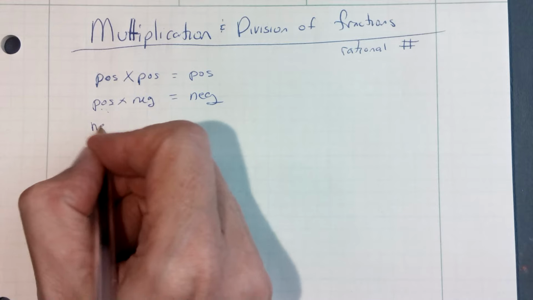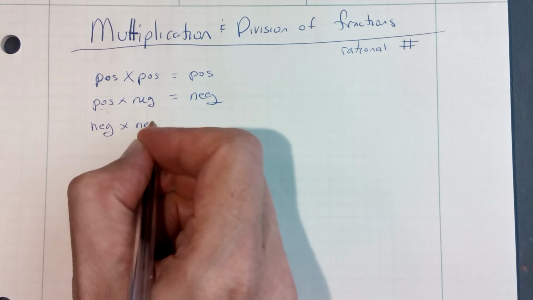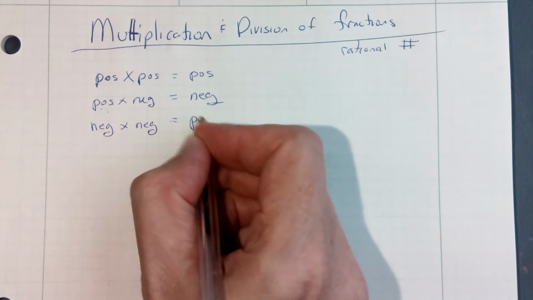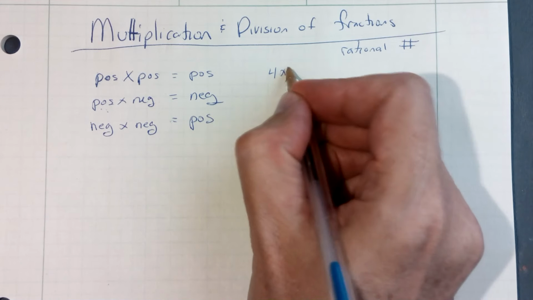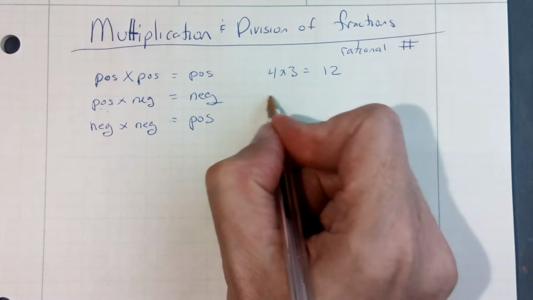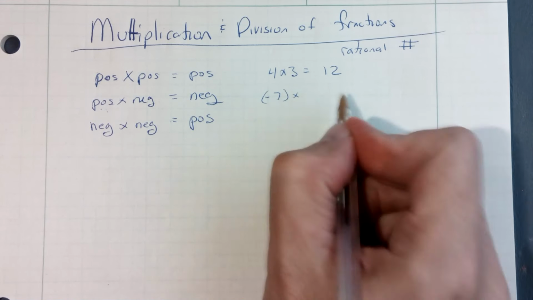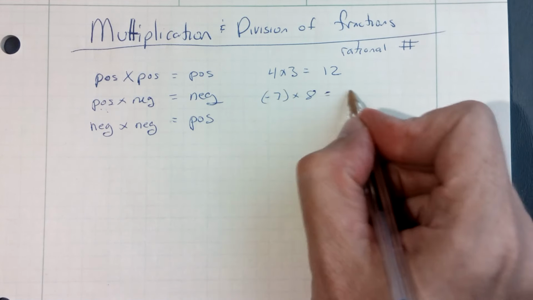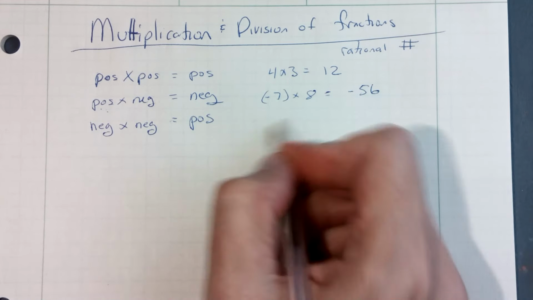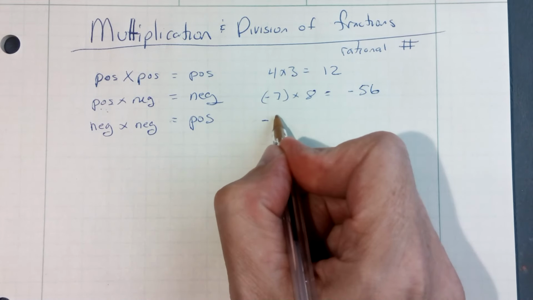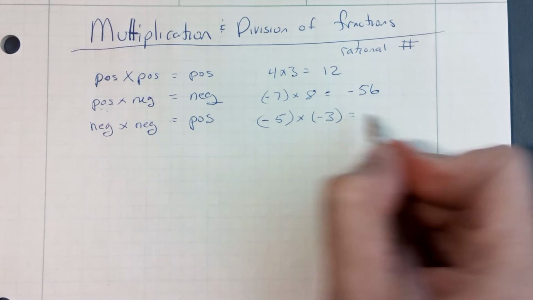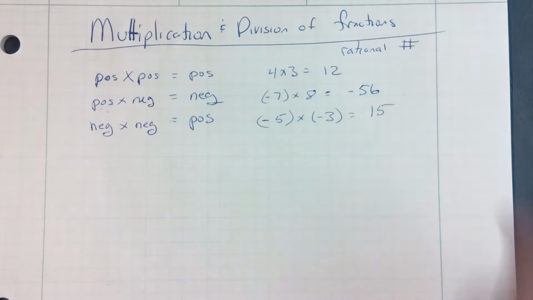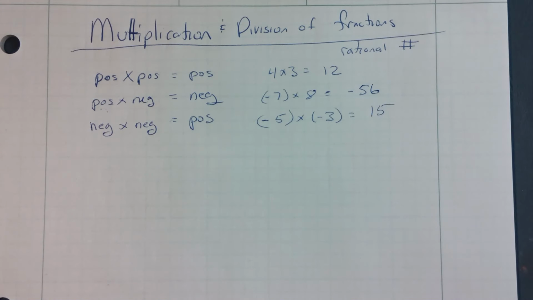And then this is probably the more important one. A negative times a negative will be positive. As an example, 4 times 3 is 12. Negative 7 times 8 would be negative 56. And negative 5 times a negative 3 would be a positive 15. Those rules apply with fractions as well. So now let's get to doing some fractions.